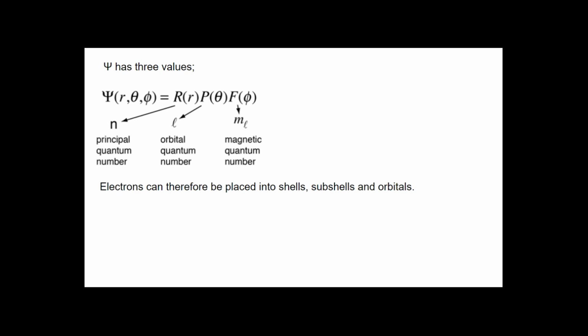When we solve the Schrödinger equation, we get three values. n, the principal quantum number, is the shell number. Then you have l, the orbital quantum number, because we have different orbitals. And then we have m, the magnetic quantum number. Electrons can therefore be placed into shells, subshells, and orbitals.